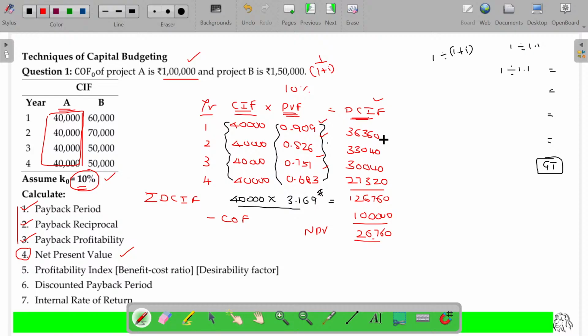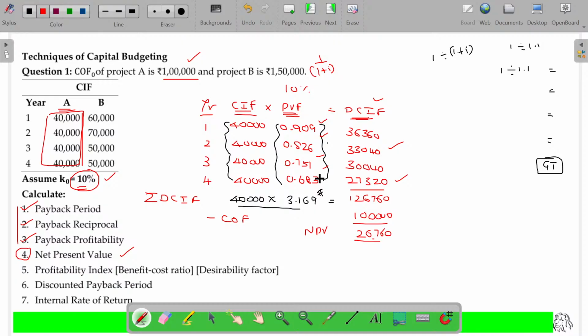It means, if you have 36,360 in your account today, with the 10% rate of interest, it becomes 40,000 by the end of the first year. If you have 33,040 today, in a matter of 2 years with the interest, it becomes 40,000 rupees. And this 27,320 rupees today, with 4 years of cumulative interest, becomes 40,000 by the end of the 4th year. That's how we understand it. The cash inflow you get in the future is discounted to bring it to the current value.